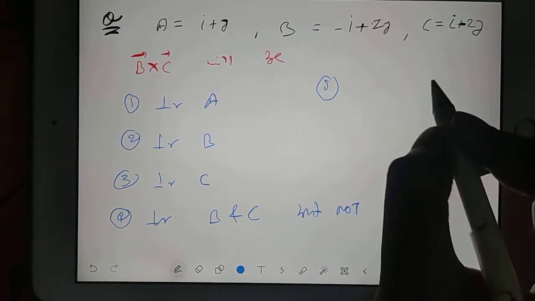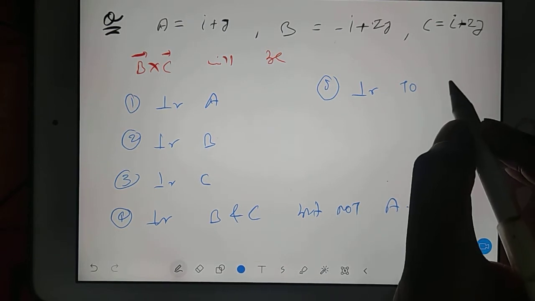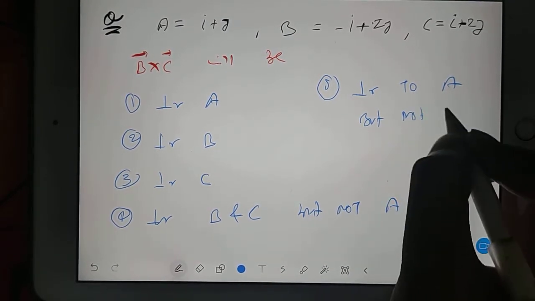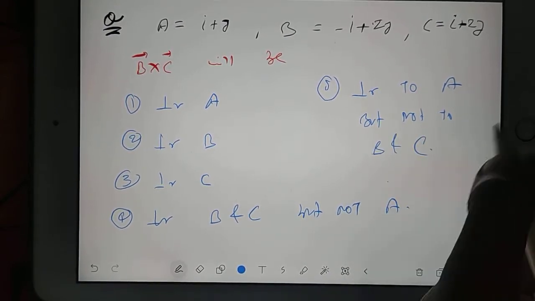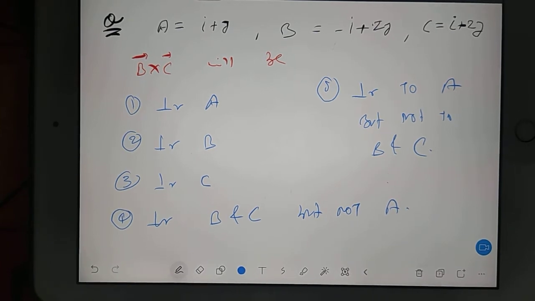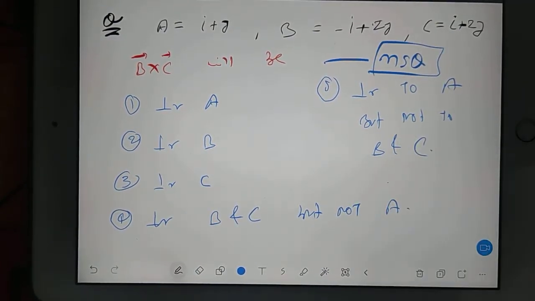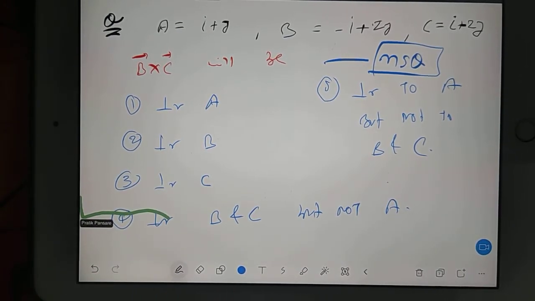Option D, perpendicular to A but not to B and C. So guys, which option do you choose? Consider this question is coming as an MSQ, multiple select question, in the GATE exam. Okay, Pratik is choosing the 4th option. Other students?